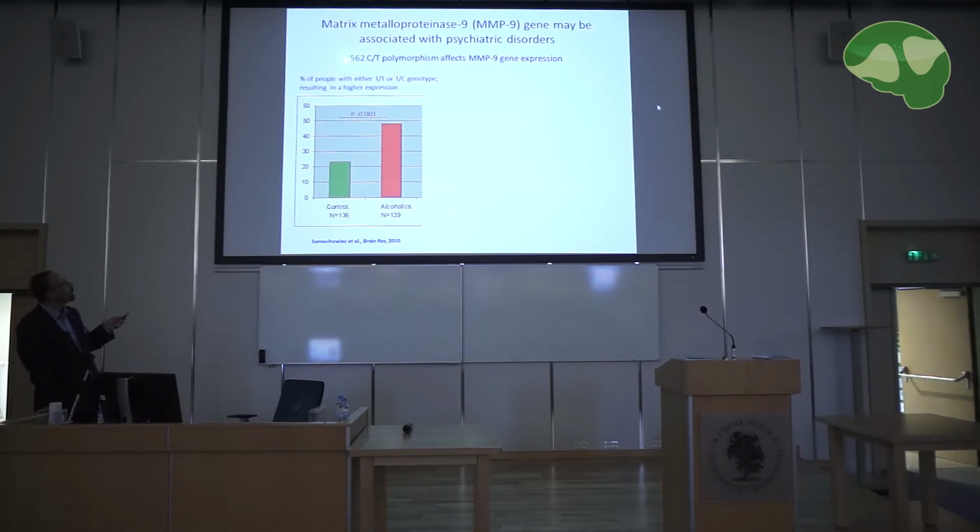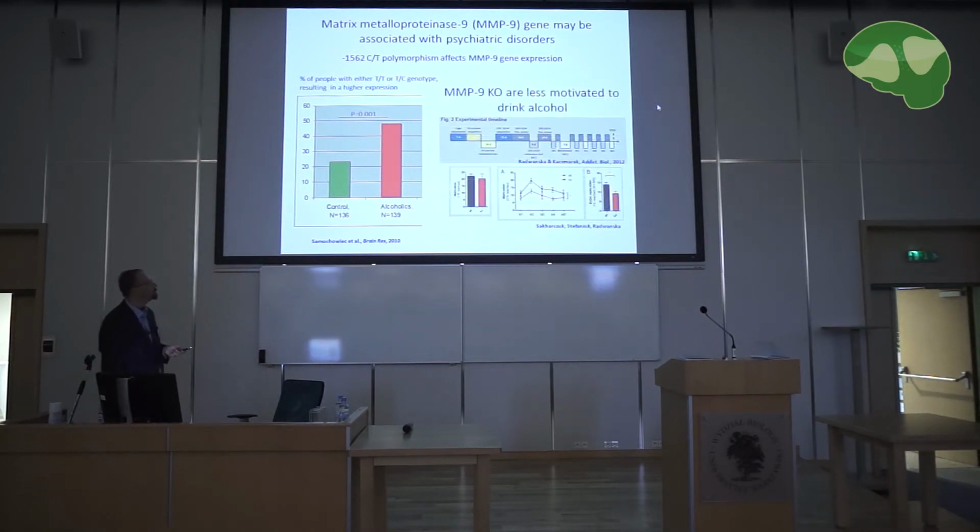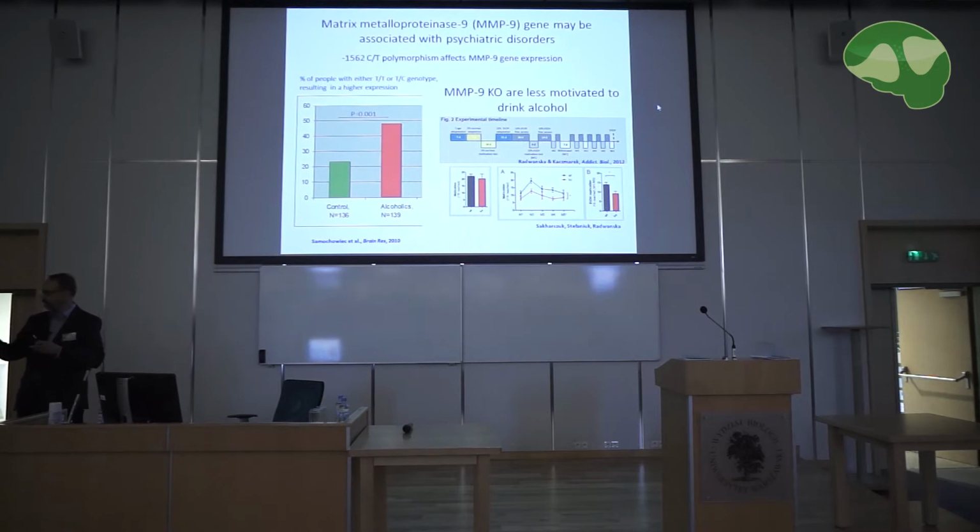There is a polymorphism far upstream of the transcription initiation site, minus 1562, that affects MMP9 gene expression. 25% of us have a higher level of expression, 75% a lower level of expression, in whatever population. It was also studied in other populations, in different countries. Interestingly, in the families of alcoholics, this polymorphism occurs twice as often. Then we were interested in what the effect of MMP9 on alcoholism is.